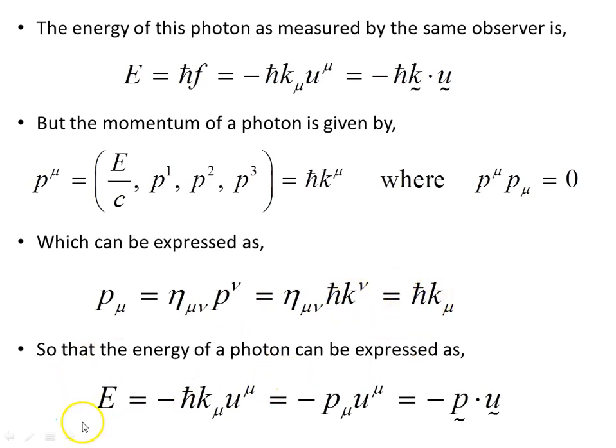The energy of the photon can be expressed as minus h bar k subscript mu u superscript mu, that's the scalar product, or this, as we've seen now, is the momentum with the lowered index, so minus p lower index mu, dotted with the four velocity vector, that's this object, or minus p dot u.